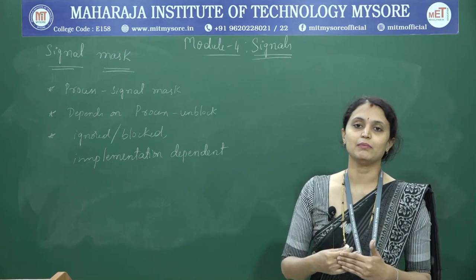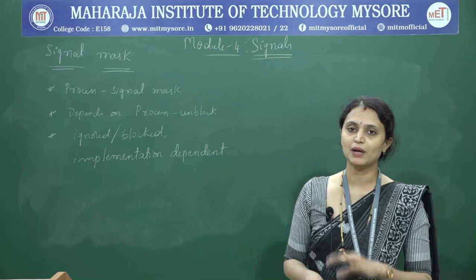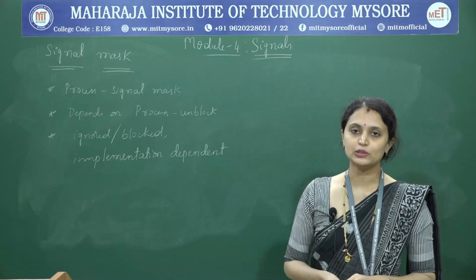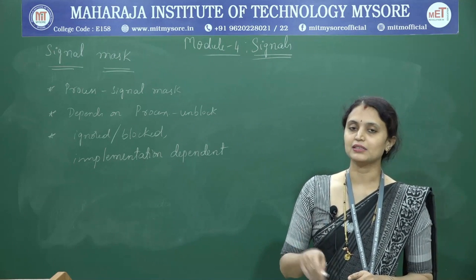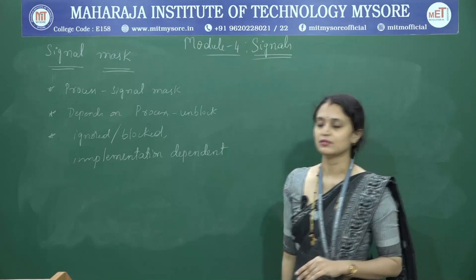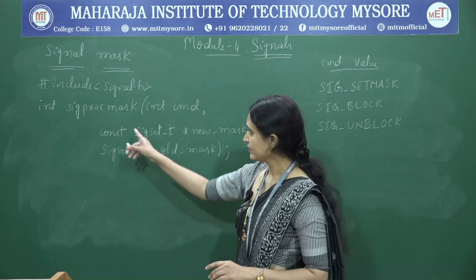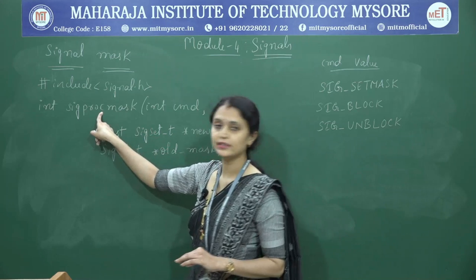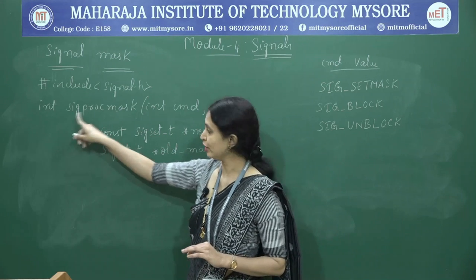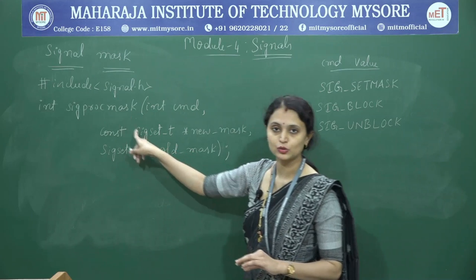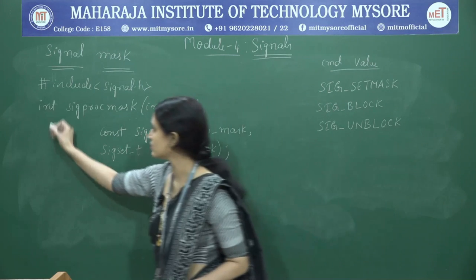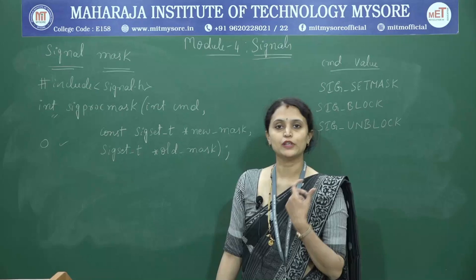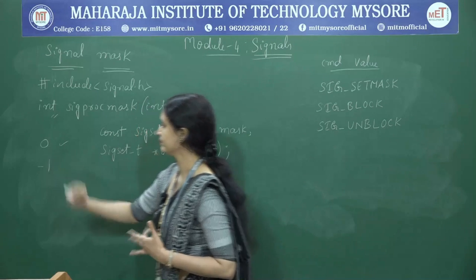The information about the signal mask of a process can be retrieved, or the signal mask can be set, by using an API called the sigprocmask API. The prototype is like this. Here the API is sigprocmask, which has the return type int. If this API has executed successfully, it returns 0. If there is any error, it returns -1.